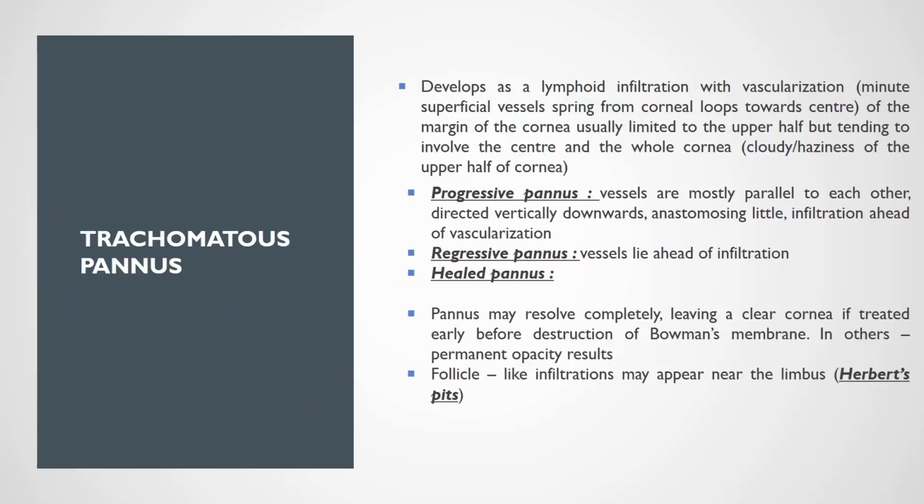Trachomatous pannus develops as a lymphoid infiltration with vascularization. There are three stages of pannus. Progressive pannus, where the vessels are mostly parallel to each other and directly vertical downwards, and there is little infiltration ahead of vascularization. So we can see the infiltrative cells ahead of the vascularization. And then regressive pannus, where the vessels lie ahead of infiltration, so the vessels crept over the infiltrative cells. It means that there is a resolution or regression of the pannus.